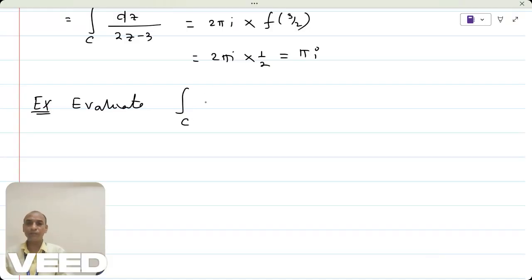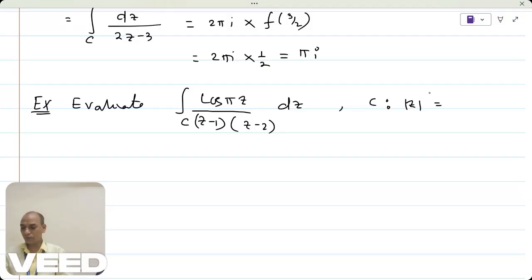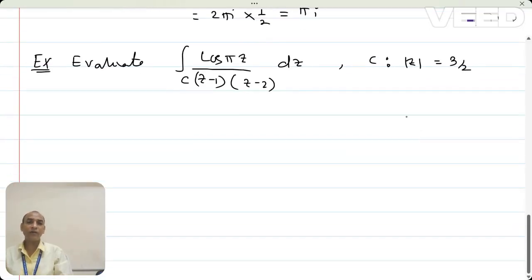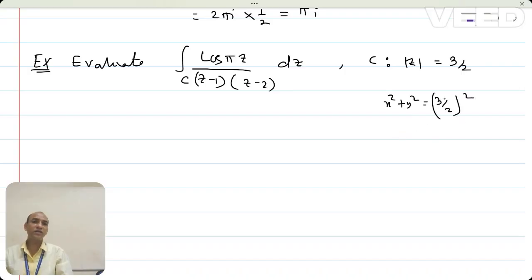the integration over C of cos pi z divided by (z minus 1) into (z minus 2) dz. Here what is my circle? My circle is mod z equal to 3 by 2. That means our equation will be x square plus y square equal to (3 by 2) whole square. So it is a circle with center at origin and radius 3 by 2.